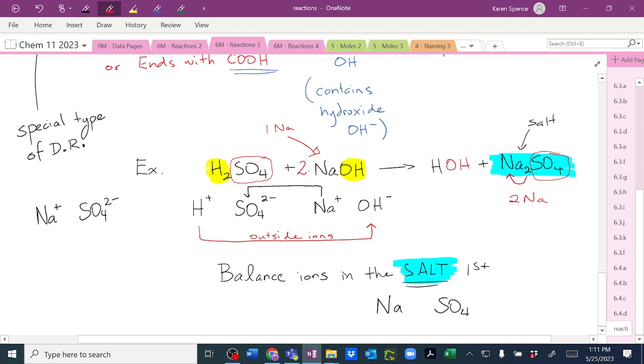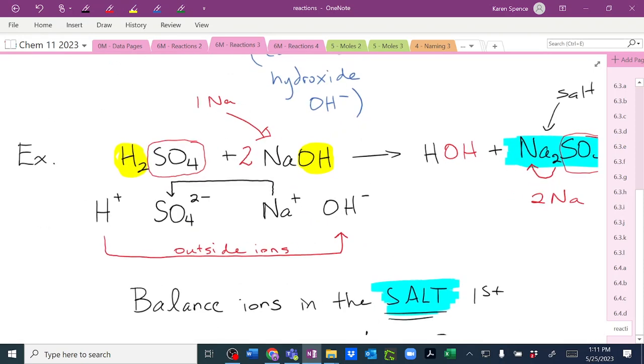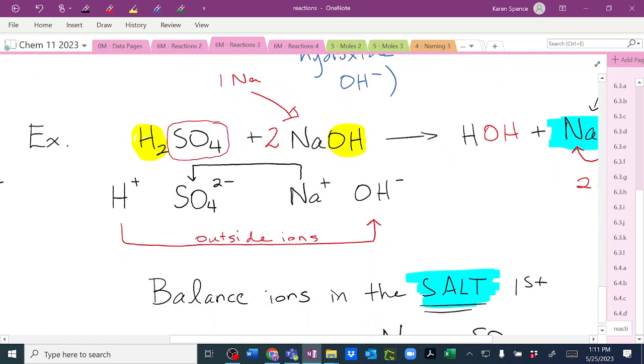And now you're going to see why I left my water as HOH, because at this point, once you've balanced the ions in the salt, you can balance either the hydrogen by itself or the hydroxide. We're going to balance the hydroxide as a group. How many hydroxides do we have on the right? How many? 2. Yes, because we put that coefficient in front.